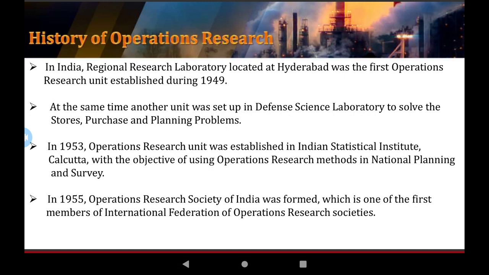The first Operation Research lab was established in India in Hyderabad. Okay, in 1949, and the second laboratory was established in India in Kolkata. Okay, in 1953, in the Indian Statistical Institute of Kolkata.